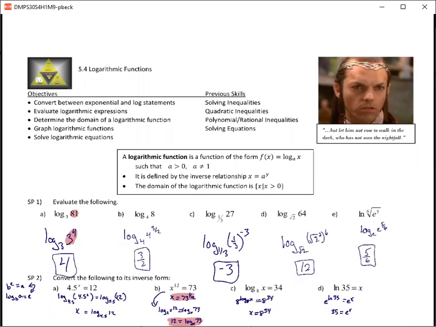Today I'm going to be talking about the first half of 5.4 to 5.6. 5.4 is about logarithmic functions and how to work with them. And then 5.5 is some properties of logarithms, and 5.6 is solving equations using logarithms.